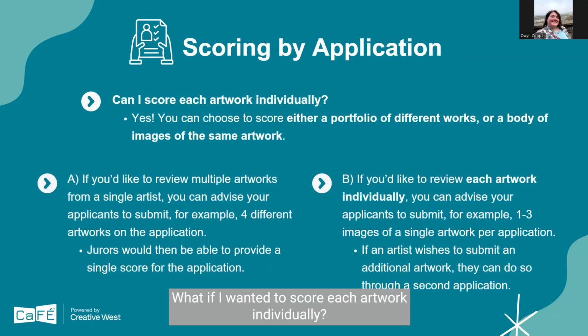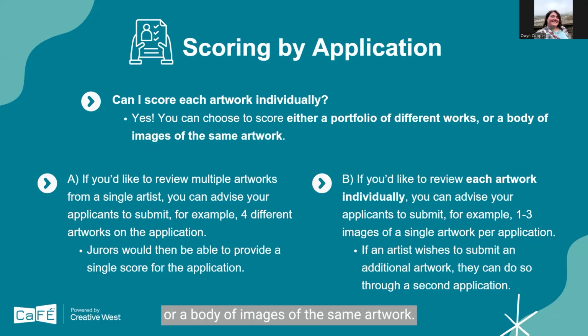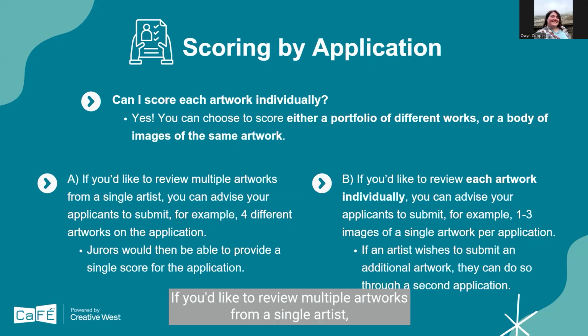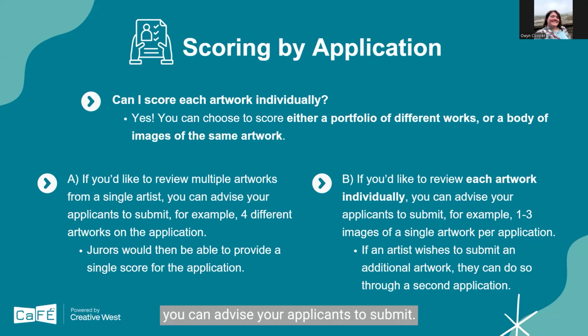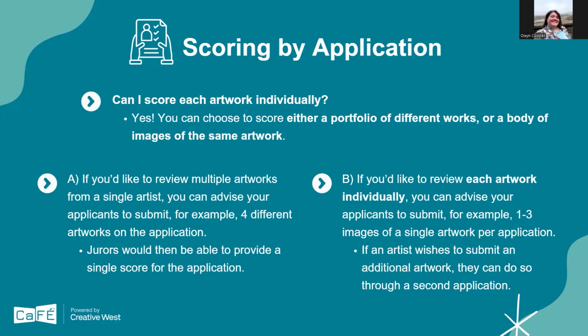What if I wanted to score each artwork individually? Yes, this scoring type can also accommodate that. You can choose to score either a portfolio of different works or a body of images of the same artwork. If you'd like to review multiple artworks from a single artist, you can advise your applicants to submit, for example, 4 different artworks on the application. Jurors would then be able to provide a single score for the application and those multiple artworks.